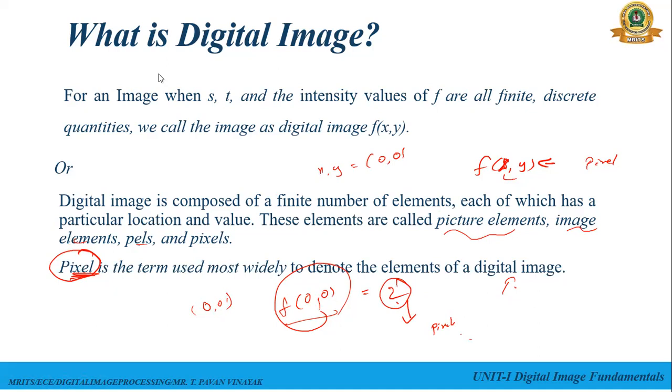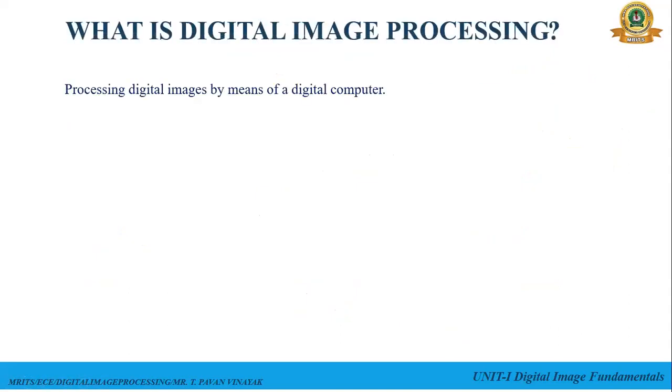Then what is image processing? We learned about the digital image. Then what is processing? Processing is nothing but some modification to signals, whether they are image signals, time signals, or speech signals. So what is digital image processing? It is processing digital images by means of computers, because nowadays we process digital images only through computers.